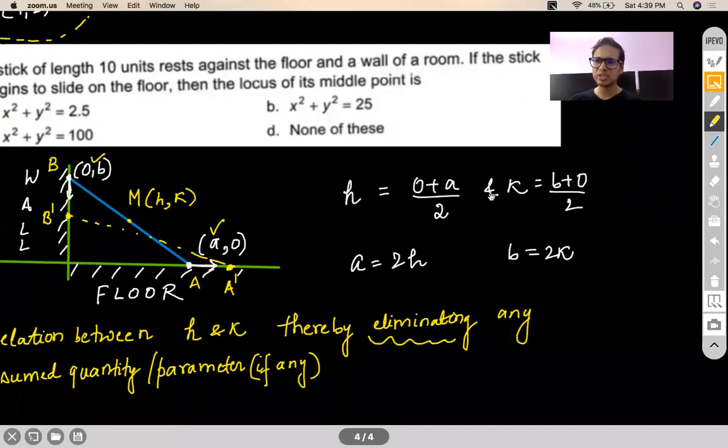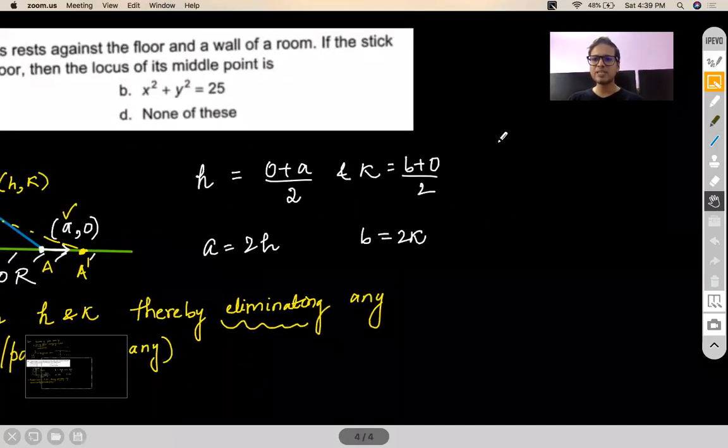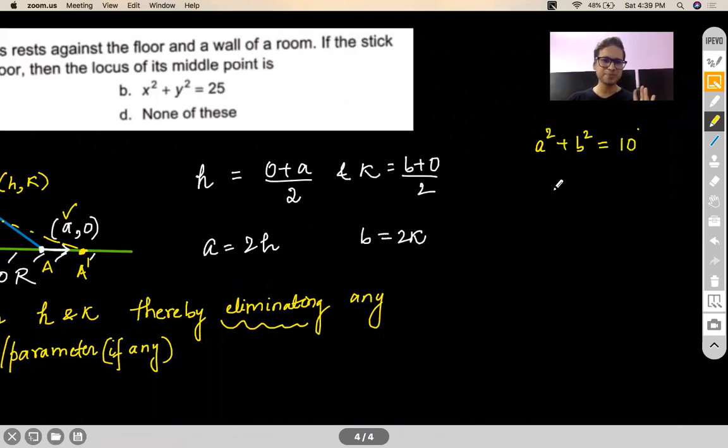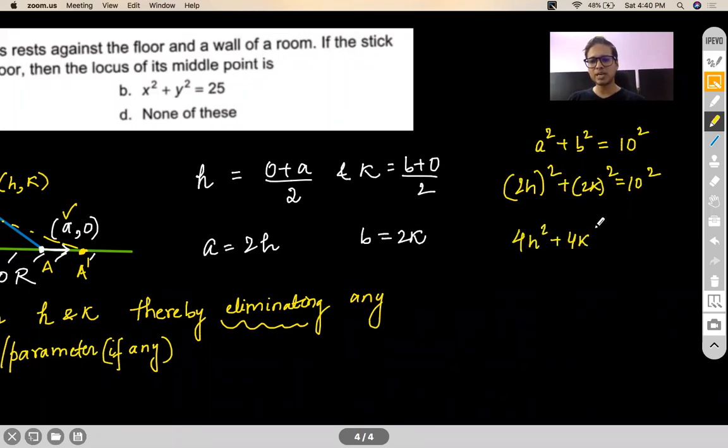Correct? No matter what your A and B values are, it will always satisfy A square plus B square is equal to 10 square, isn't it? Right? So A is nothing but 2H, B is nothing but 2K. Correct? So (2H) square plus (2K) square is equal to 100. That means 4H square plus 4K square is equal to 100. That means H square plus K square is equal to 25.